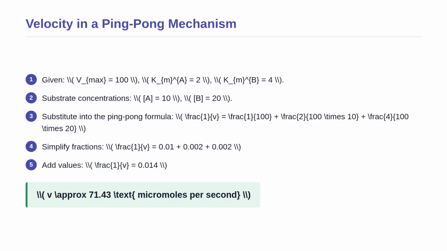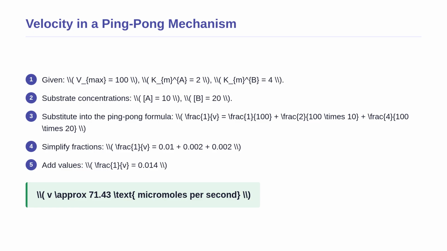Before we move on, let us see this ping-pong formula in action with a concrete calculation. We are looking at a transaminase enzyme. We are given a maximum velocity of 100 and Michaelis constants of 2 and 4 for substrates A and B. The experiment runs with A at 10 millimolar and B at 20 millimolar. We want to find the initial velocity. Because this is a ping-pong mechanism, we use the simplified equation without the cross term.